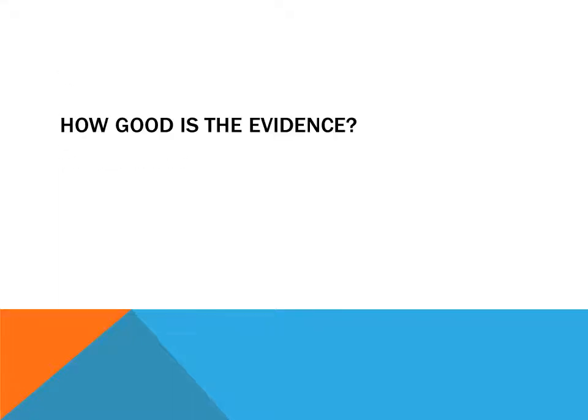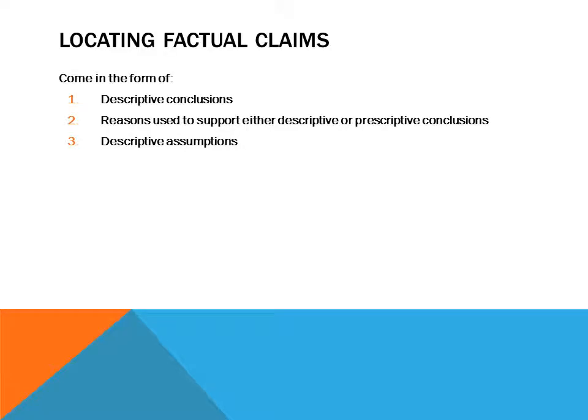Let's move on now to a discussion of types of evidence and how we evaluate how good that evidence is. One common source of evidence for us in SLP is that of research studies. Factual claims made by authors or presenters are often located in the results and discussion sections, even if the researcher's assumptions aren't explicitly stated, although sometimes they will be. Factual claims are also found in the reasons researchers use to derive their conclusions.